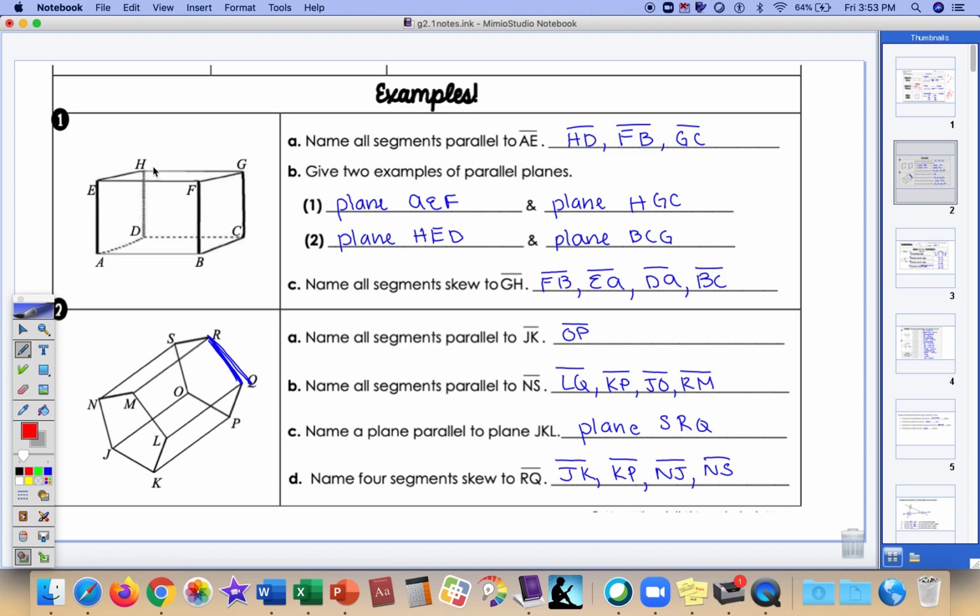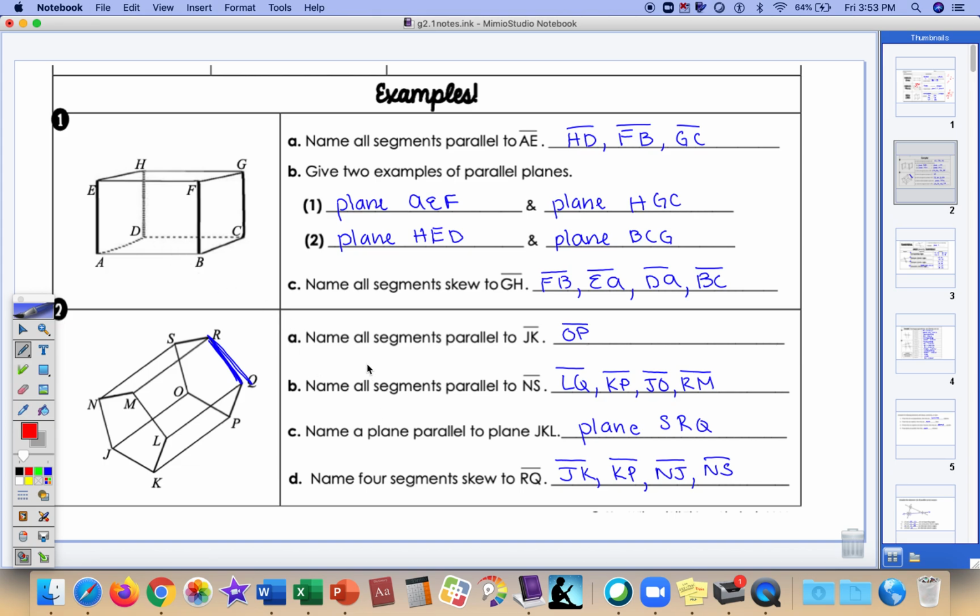Name all the segments that are skew to segment GH. All right, so GH is this top line on the top of the box. It is skew to FB. It will never touch FB. It is skew to EA. Again, it will never touch it. DA, it will never touch it. And BC, it will never intersect HG.